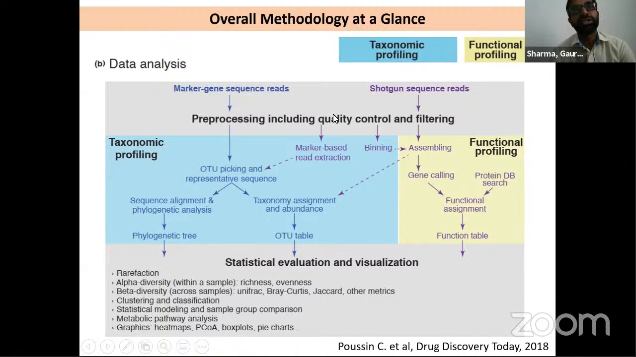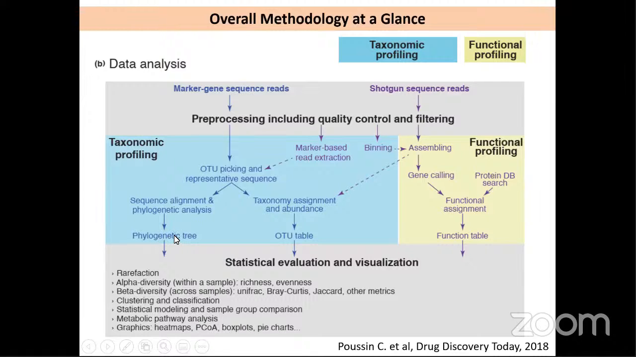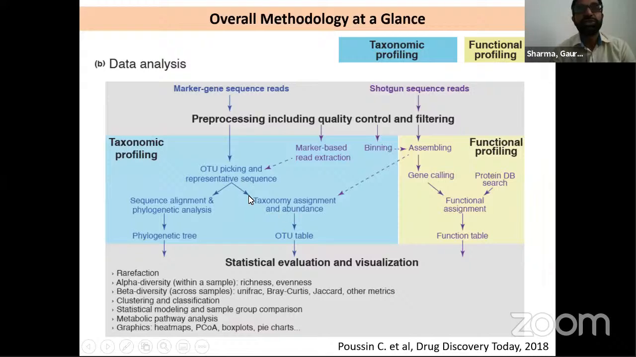Once this step is done, we go to the next step where we try to identify similar OTUs, and then identify their representative sequences. We do alignment and phylogenetic studies to find out their phylogenetic trees. Simultaneously, we also do the taxonomy assignment of those representative sequences and generate OTU tables. Based on those OTU tables, we do a lot of statistical evaluation and visualization using different analyses, and try to come up with the relative abundances in different samples.